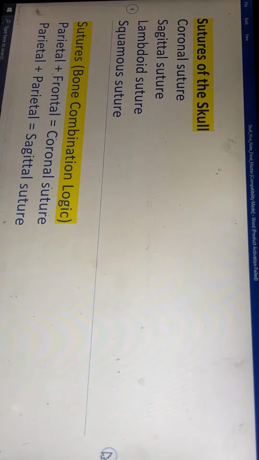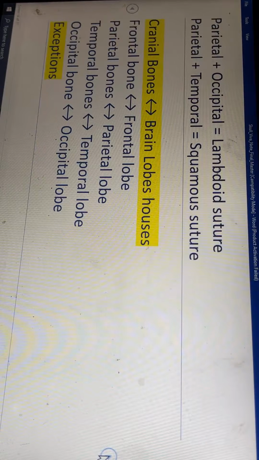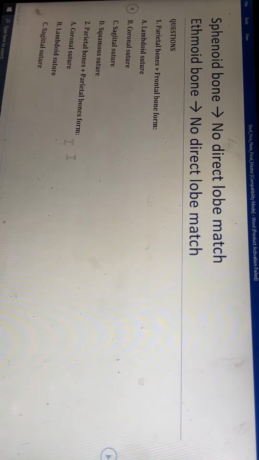Now, question. Number 1 question. The parietal bones merge with the frontal bone by what suture? A. Lambdoid suture. B. Coronal suture. C. Sagittal suture. D. Squamous suture. The parietal bones join with the frontal bone and they are connected by what suture? A. The lambdoid suture. B. The coronal suture. C. The sagittal suture. D. The squamous suture. What is the correct answer?